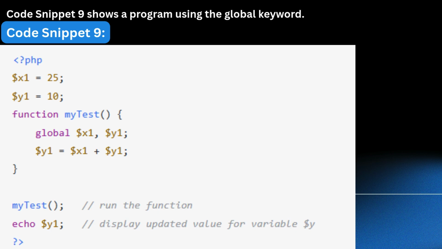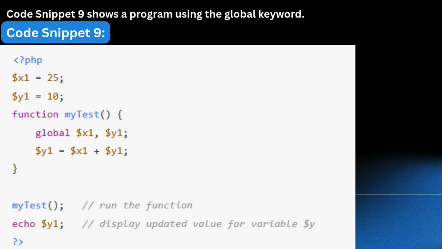In this next example, we'll explore an important concept in PHP programming, the use of the global keyword. This concept is often misunderstood by beginners, but once you understand how it works, you'll have much more control over how data moves through your program. Let's take a look at code snippet 9.